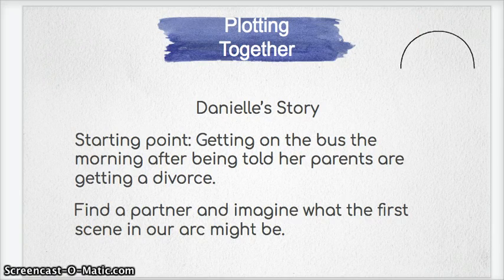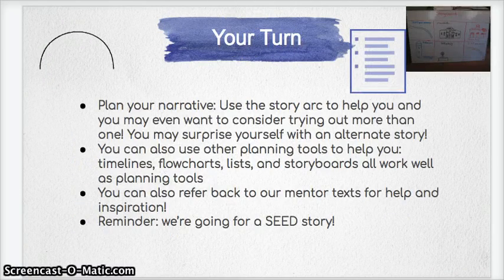In class, you began planning the narrative using multiple story arcs to find a different story that might be surprising and might be better than what you originally had in mind. Then moving on to other planning tools like timelines, flowcharts, storyboards to fill in those smaller events that weren't captured on the story arc. Your mentor texts, Ribbons, Two Kinds, The Treasure of Lemon Brown are great inspiration if you're struggling with how do I start this story, or how do I get this into a seed story. Looking back at those will be really helpful to you.